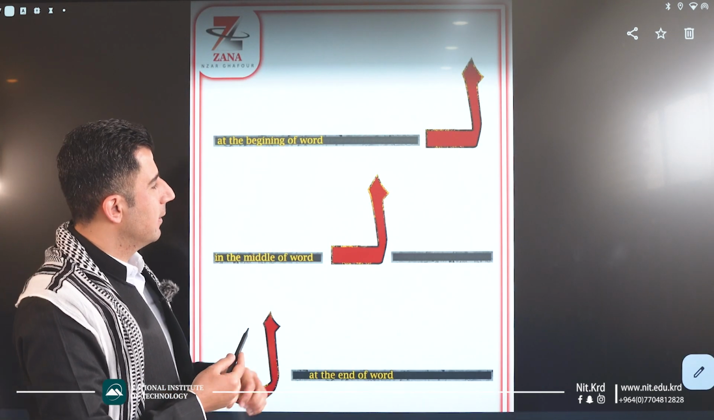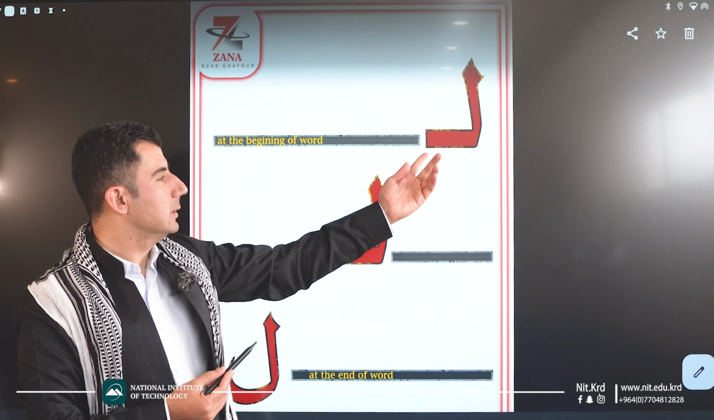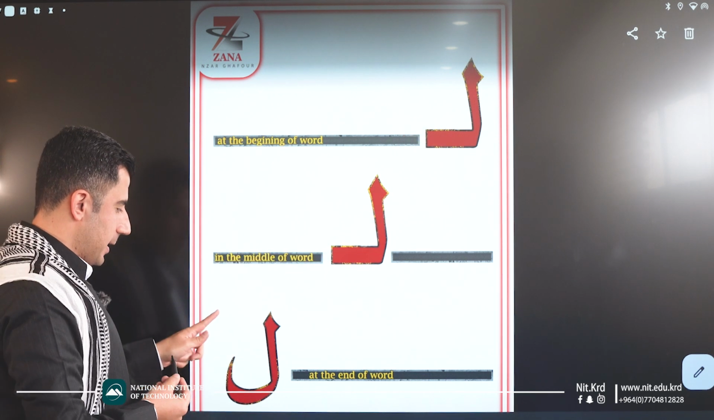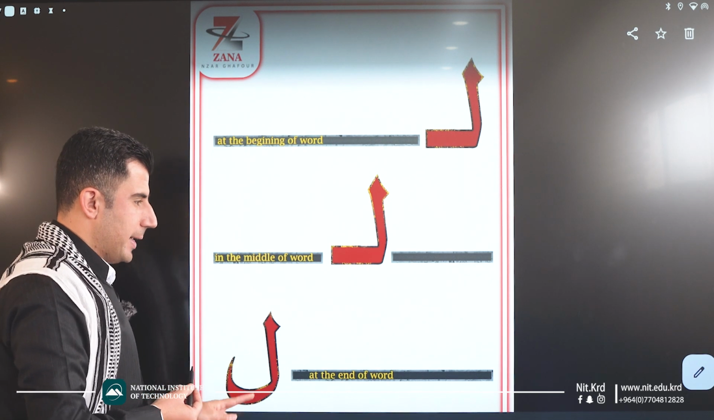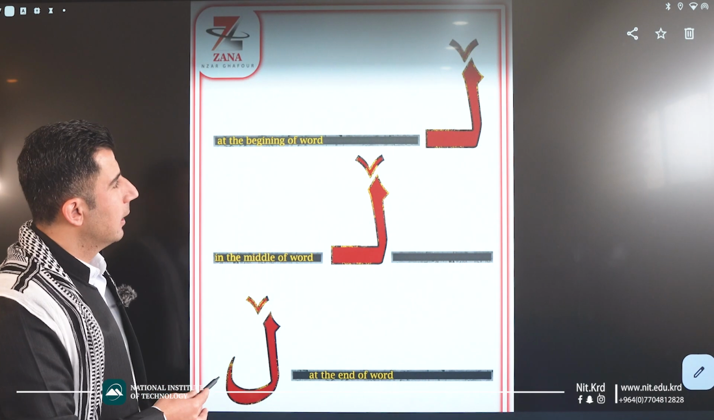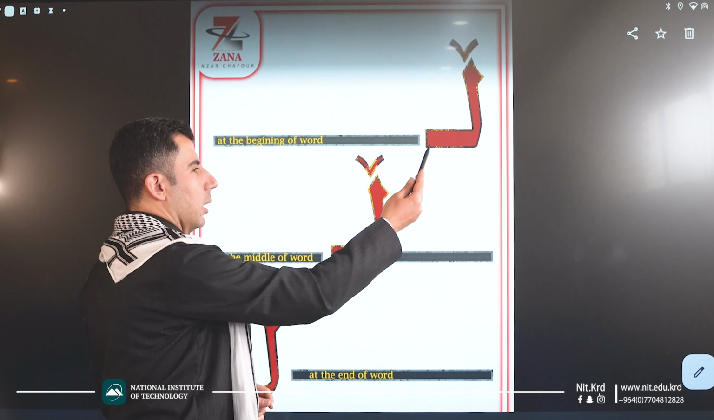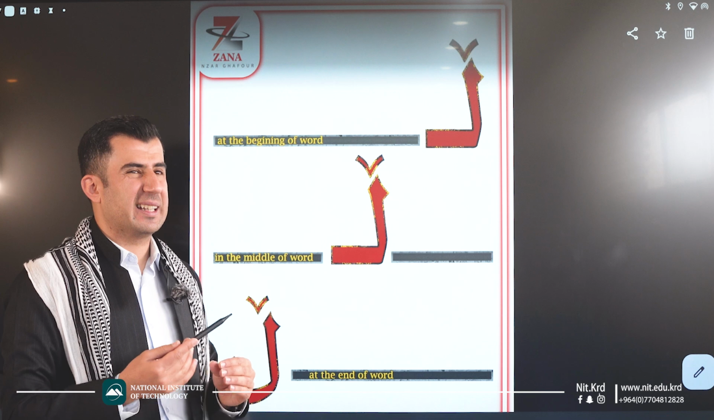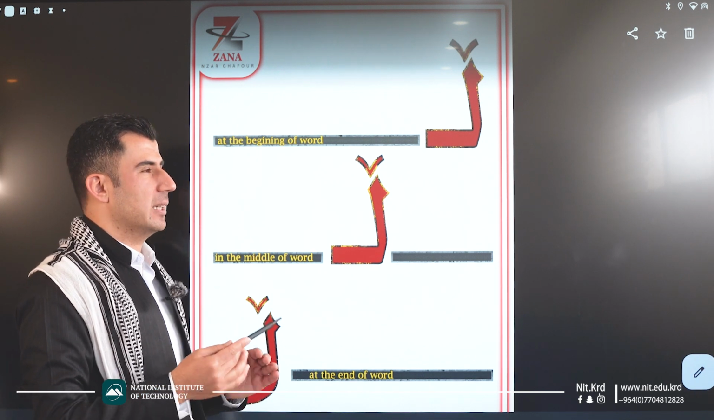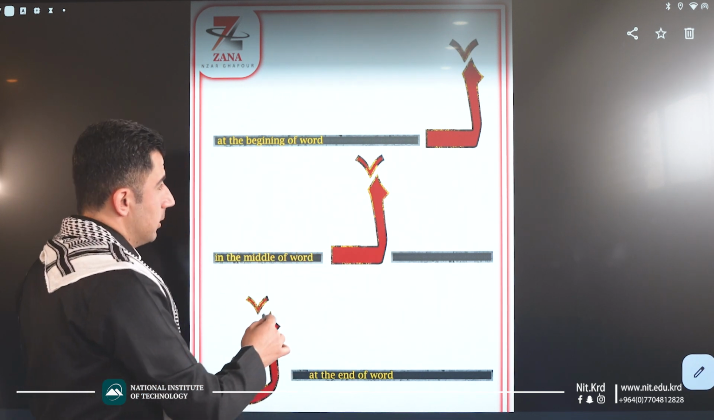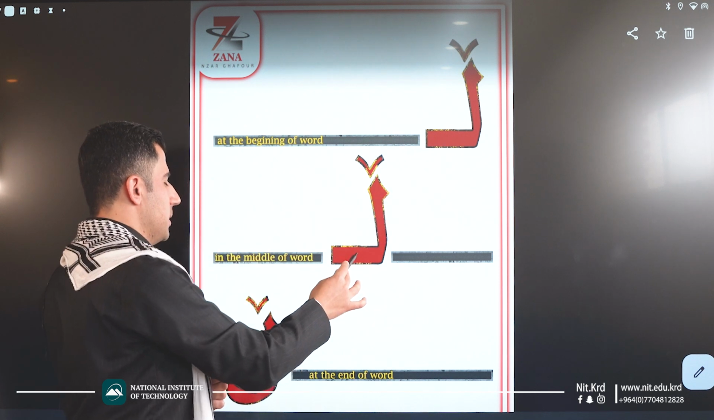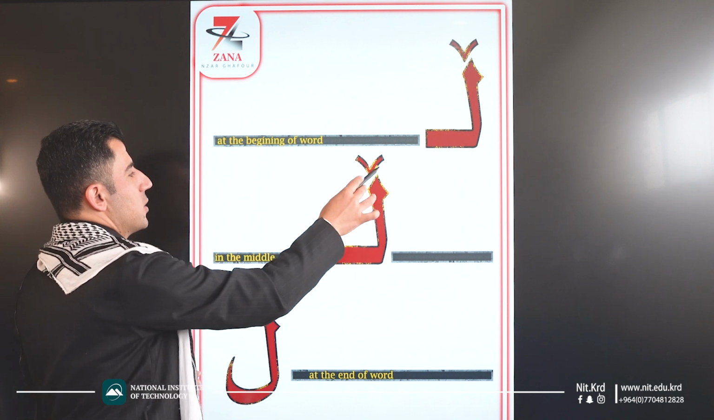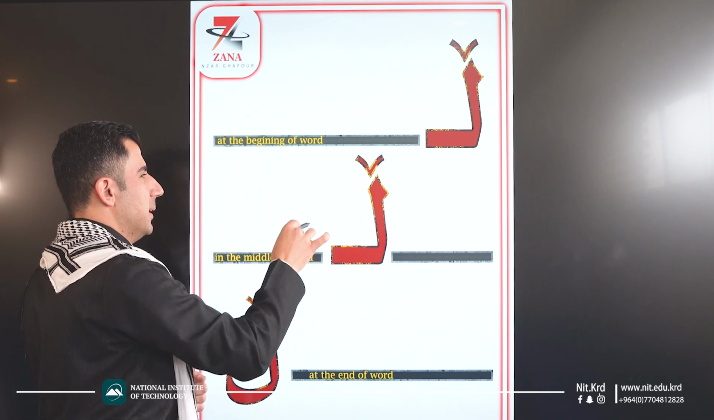After G, we have L. It's like this. In the middle, at the end, again, we have to close it. After L, we have another L, the hard L. Hard L. At the beginning, in the middle, and at the end of the word, we have to put this mark above L, and it becomes the hard L.